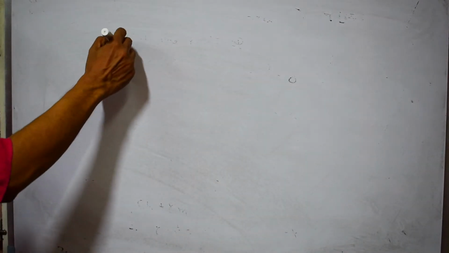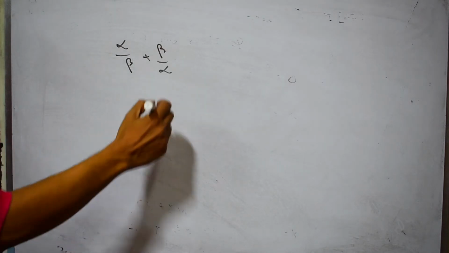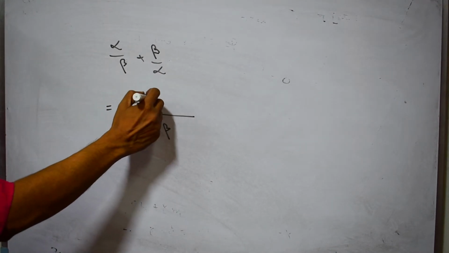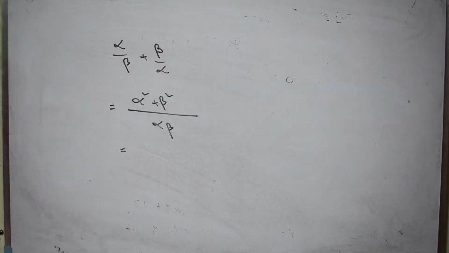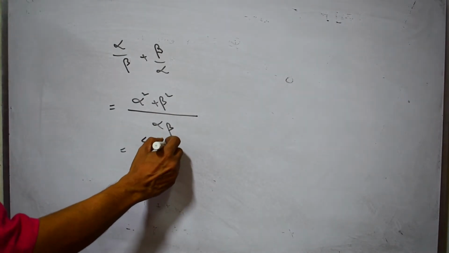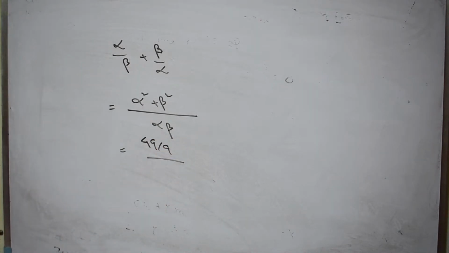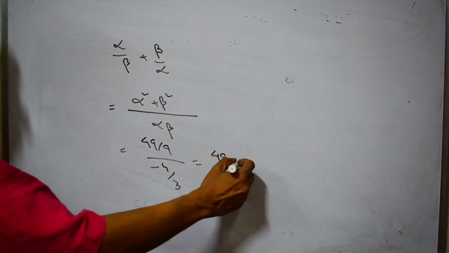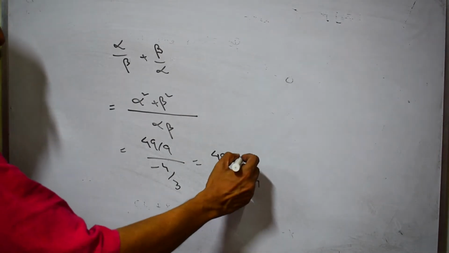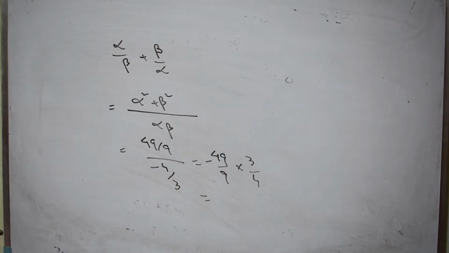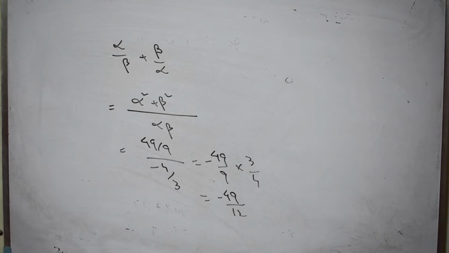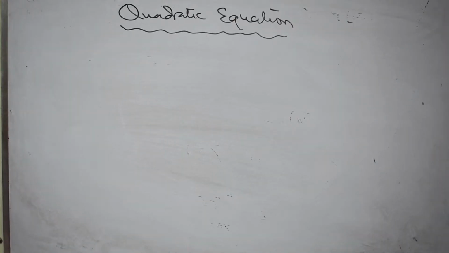Calculation of alpha by beta plus beta by alpha we can find by taking the LCM. This is alpha into beta and this is alpha square plus beta square. Just now we have calculated alpha square plus beta square as 49 by 9, and alpha into beta as minus 4 by 3. So your answer will be 49 by 9 into 3 by 4, with a negative sign. We can put the negative sign before, and our answer will be minus 49 by 12. That's the result.